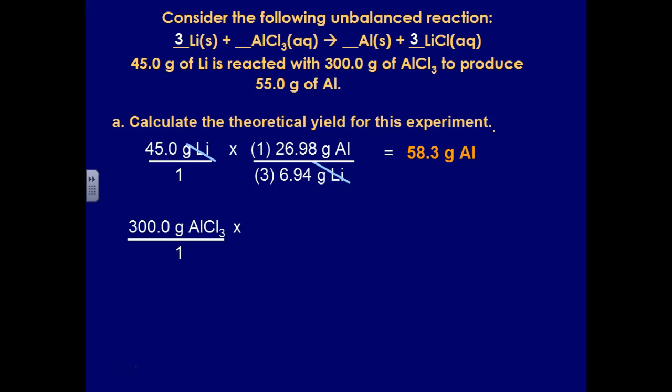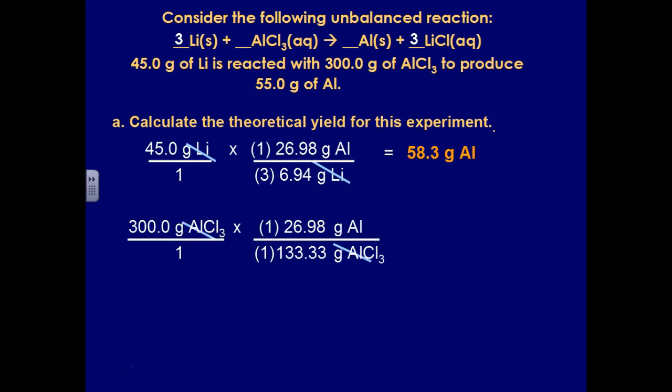I'm starting with grams of aluminum chloride, so they go on the bottom. I want to find grams of aluminum, so they go in the numerator. Molar mass goes for both aluminum and aluminum chloride. 133.33 is what I got for 1 Al and 3 chlorines. 26.98 from the periodic table. According to my balanced equation, it's a 1-to-1 ratio between the two.